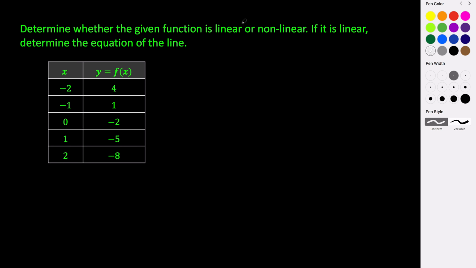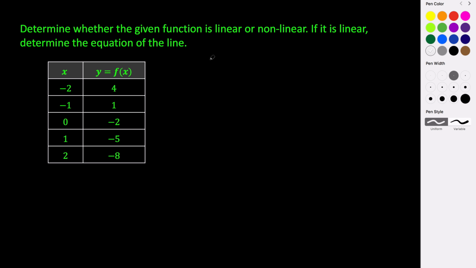For this example, we're going to determine whether a function is linear or nonlinear when we're given a table of values. And then if it is linear, we're going to write the equation for the line. So we have this table of values here, and we want to know, is it linear?